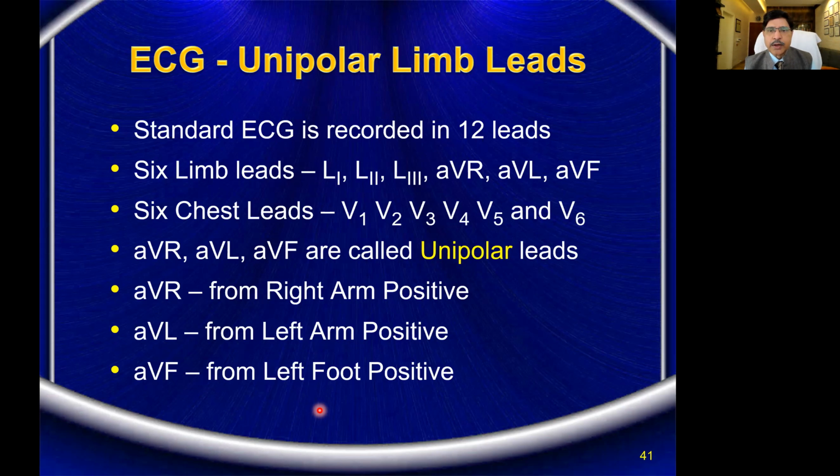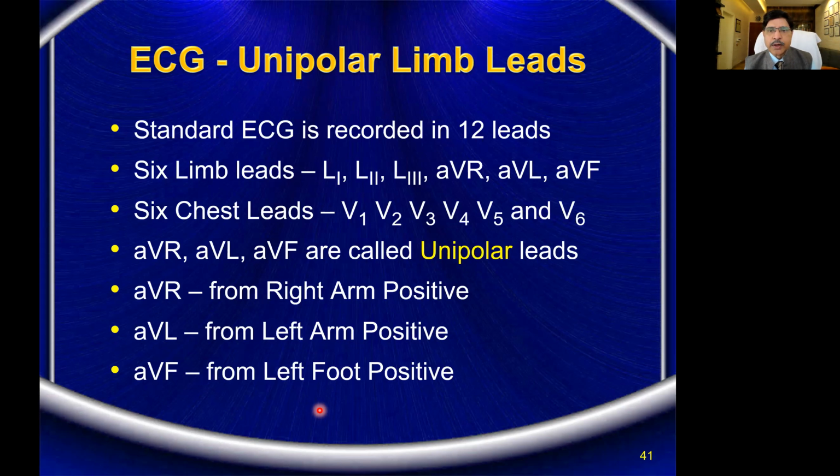For chest lead placement, V1 is at the 4th intercostal space on the right side of the sternum. V2 is in exactly the same position on the left side. V4 is at the apex beat, or the 5th intercostal space in the mid-clavicular line. Between V2 and V4 is V3. The fifth lead is in the anterior axillary line, in the same fifth space, and the sixth is in the mid axillary line, in the same space.